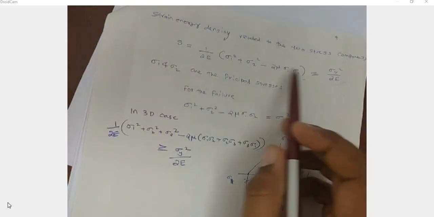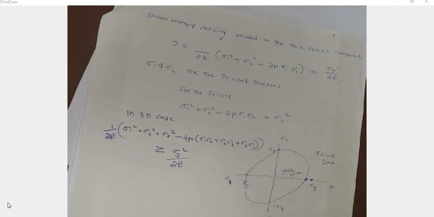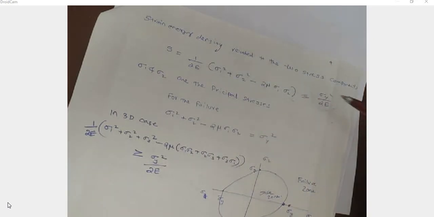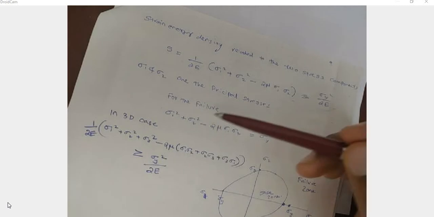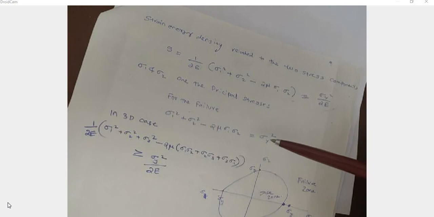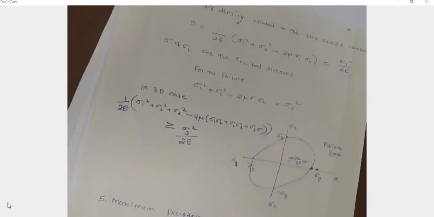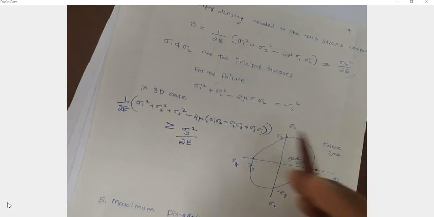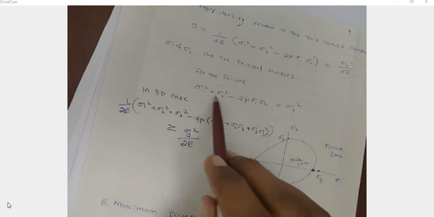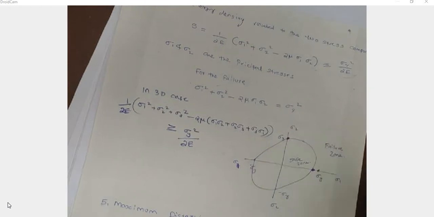And based on this equation, I can draw a safer zone and a failure zone. So we know when sigma 2 equals 0 in this equation, then what is the value? Sigma 2 equals 0, then sigma 1 equals sigma y. Okay, so we got this point. When sigma 1 equals 0, then sigma 2 square equals sigma y square, so sigma 2 equals sigma y. We got this point. Similarly, for the minus sign, we got this point and this point.